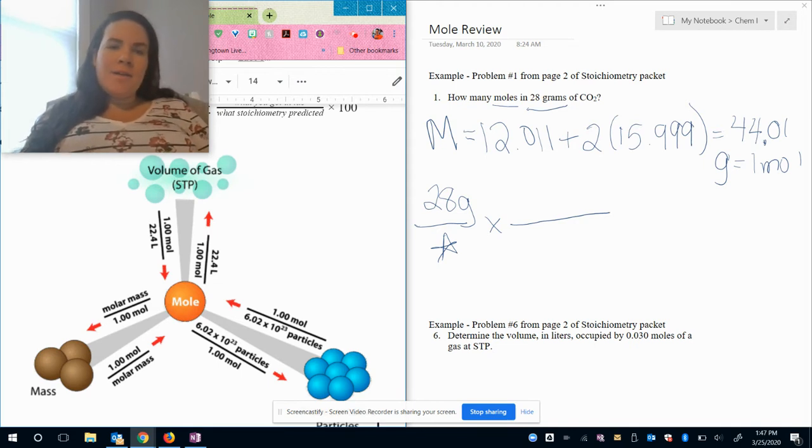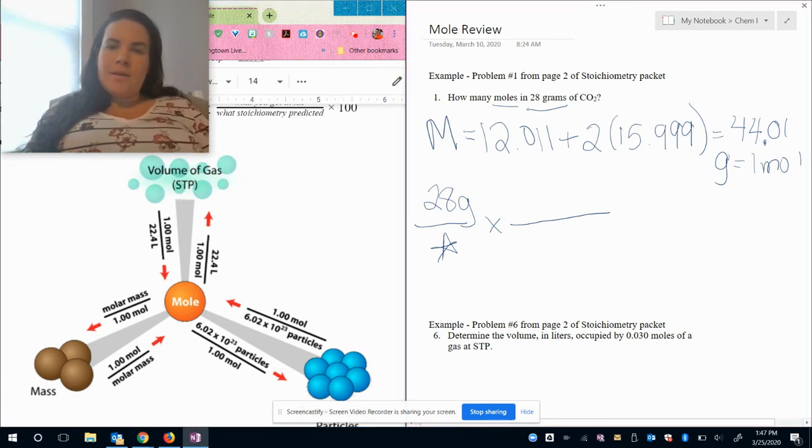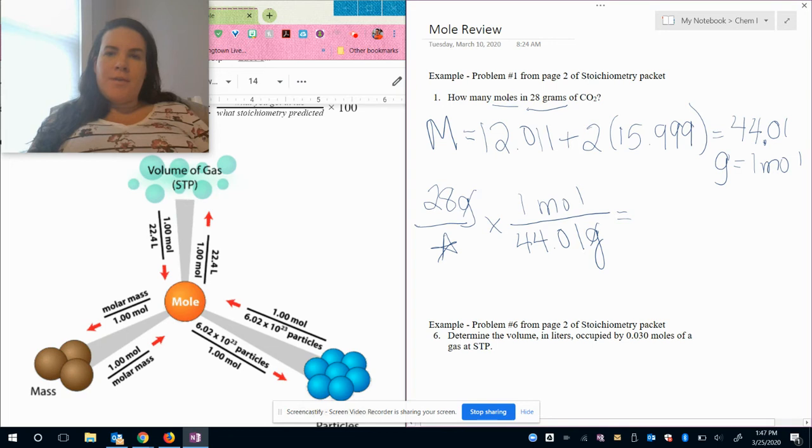The other way we can know this without using the diagram is that grams have to be diagonal. So if we have grams going with this number, that should be on the bottom anyway. So we'll type in 44.01 grams, 1 mole. Grams will cancel out. And we are set up because we're trying to find moles. So we have the right setup there. We just have to do the math.